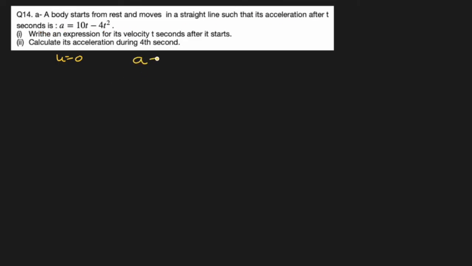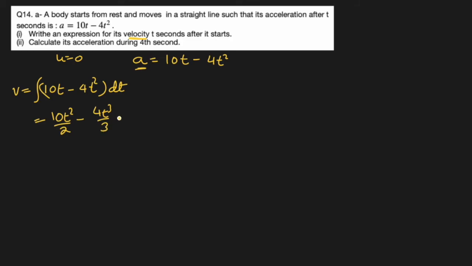So we have been given equation of acceleration, that means it is variable. So we can't use kinematic equations, we have to use this. Write the expression for its velocity t seconds after it starts. Velocity from acceleration, if we want velocity, we integrate whatever is given to us. So 10t minus 4t square, if I integrate this with respect to time, that becomes velocity. So it is 10t square over 2 minus 4t cube over 3 plus c.